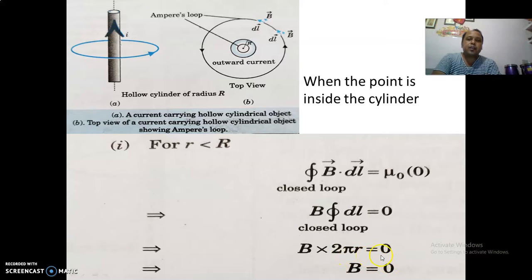That means if the point is inside the cylinder, if it is a hollow cylinder, then the magnetic field inside the cylinder will be 0. So I hope this is very clear to you.